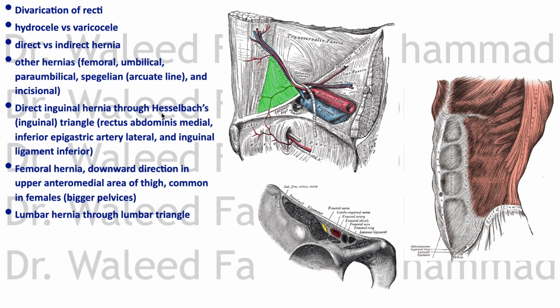How do you examine for it? You ask the patient to sit up from a recumbent position. As the woman sits up, you will see a bulge between the two recti. So this is a sign of divarication of recti. Of course, it's surgically correctable.